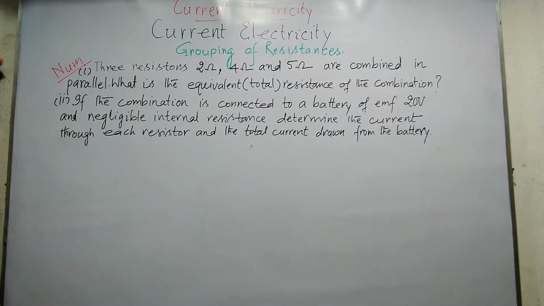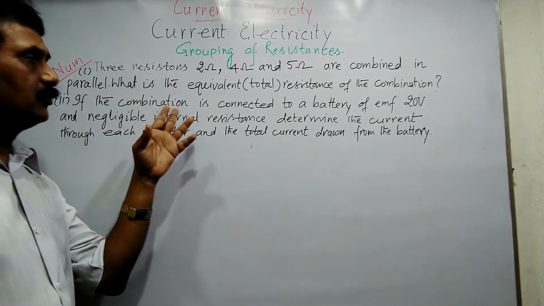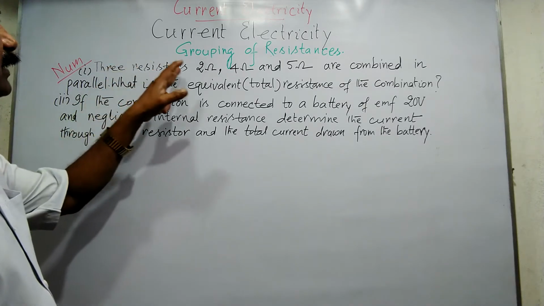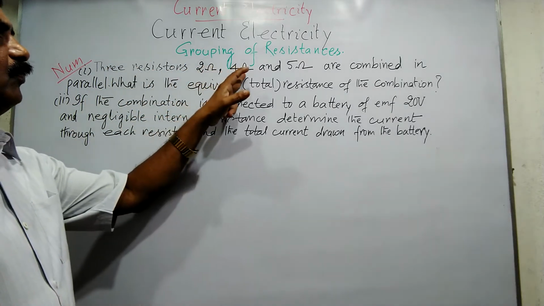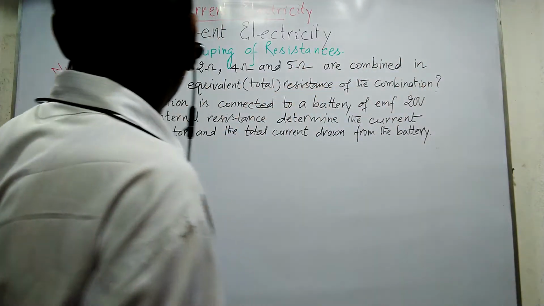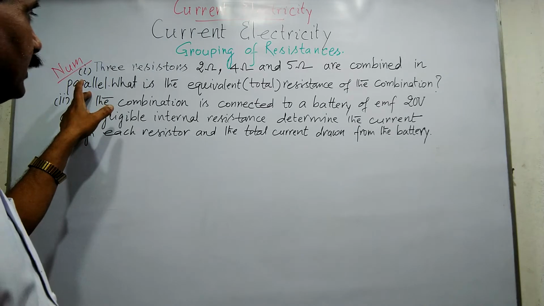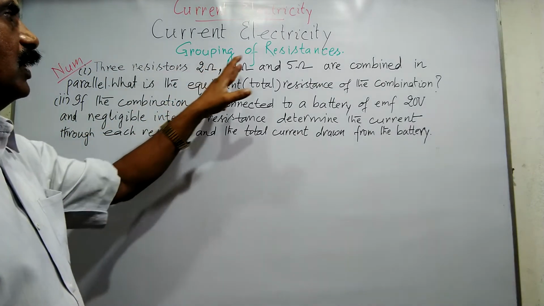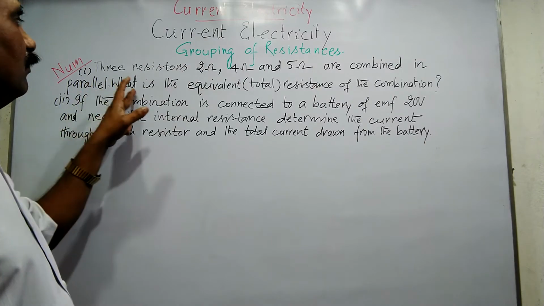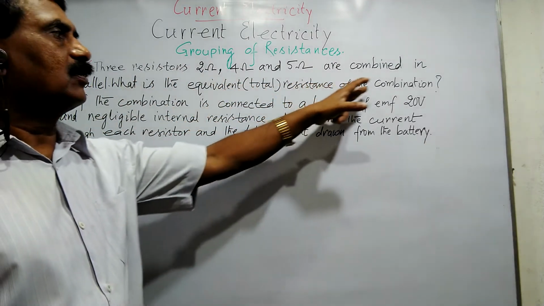Okay, students, now let us take another numerical problem. What is this problem? Three resistors 2 ohm, 4 ohm and 5 ohm are combined in parallel. तीन रेजिस्टेंस है, 2 ओम का, 4 ओम का, 5 ओम का, वो कनेक्टेड है पैरेलल में. What is the equivalent resistance of the combination?